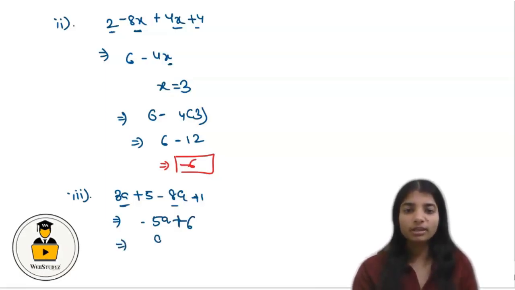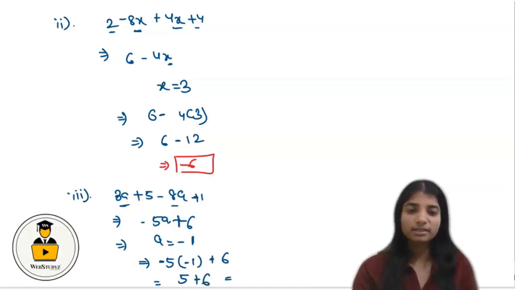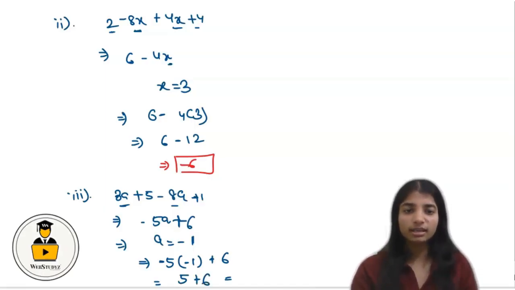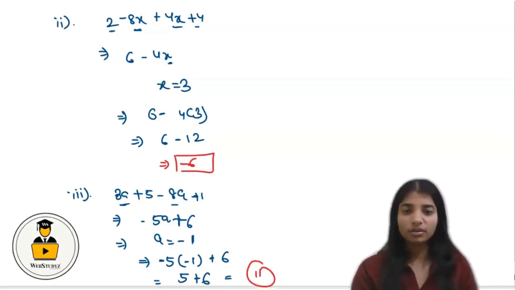Now we are going to plug in the value of a. The value of a is equal to minus 1. So this is equal to minus 5 multiplied by minus 1 plus 6. Minus 5 multiplied by minus 1 is plus 5, and 5 plus 6 is equal to 11. So we can say that 11 is the answer to part 3 of this question.